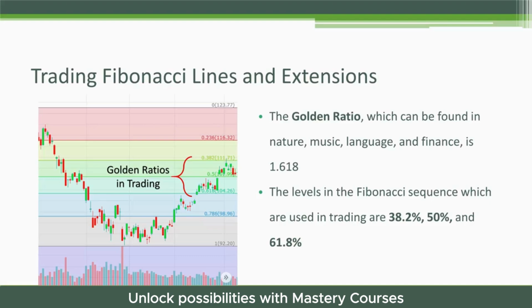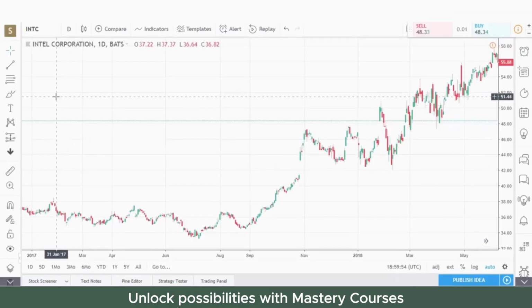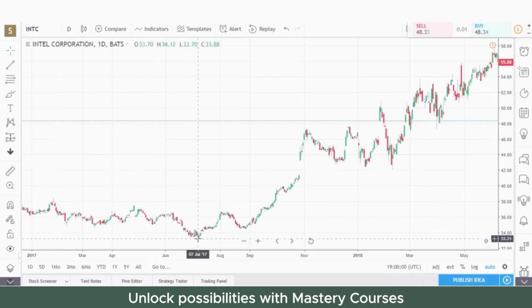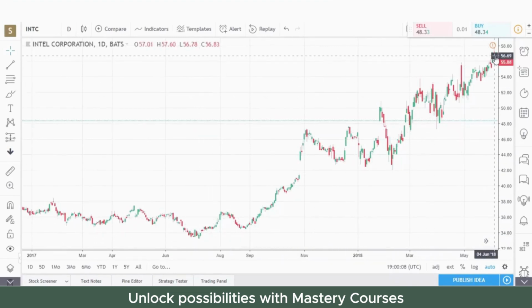Those lines help provide the support and resistance levels at which a stock is likely to trade, even though, as I stated previously, the support and resistance levels have yet to be established. So let's take a look at how Fibonacci lines play out on the stock chart. We're going to start with a daily chart of Intel and draw our Fibonacci lines from the low established in July of 2017 to the high established in June of 2018.